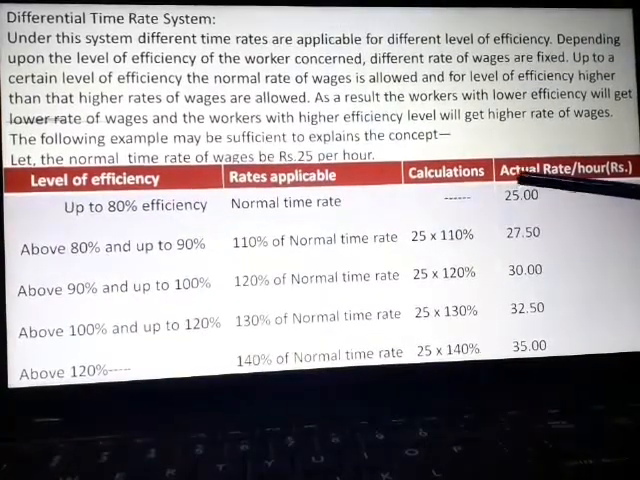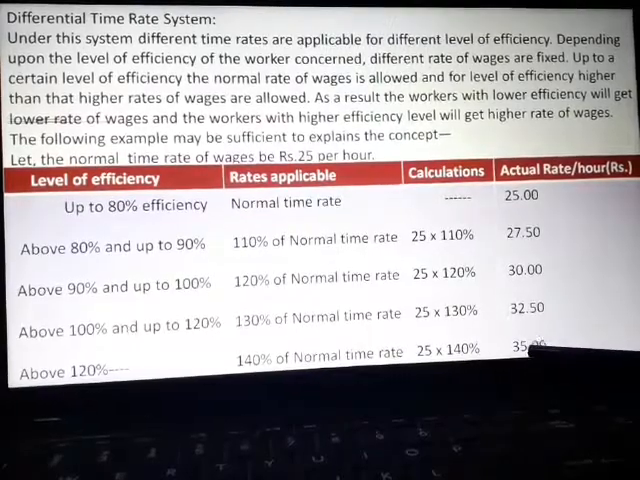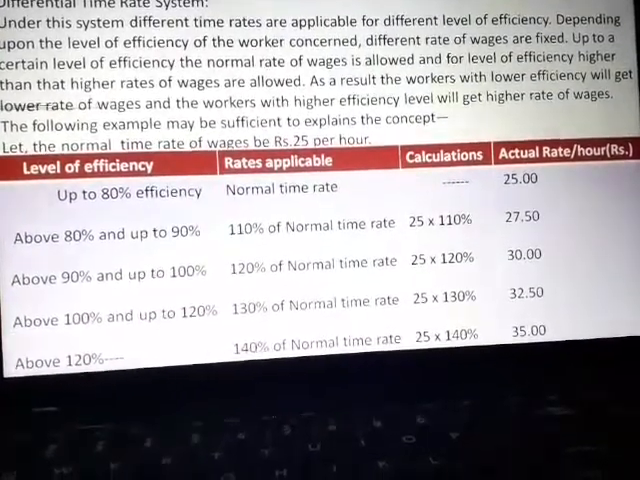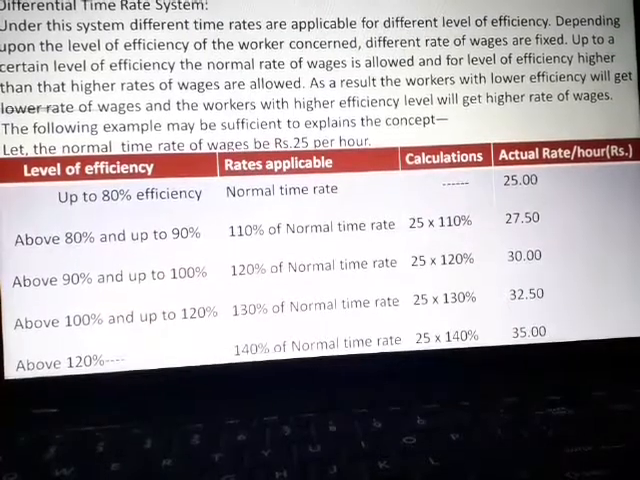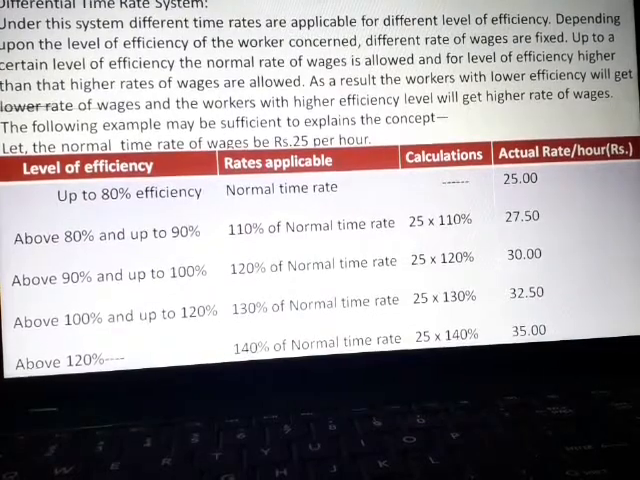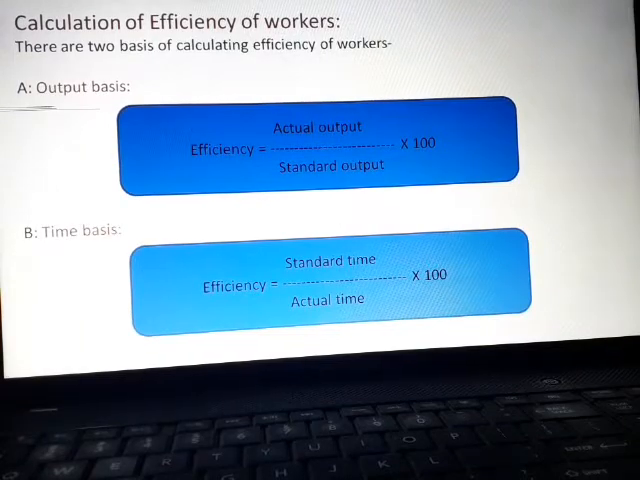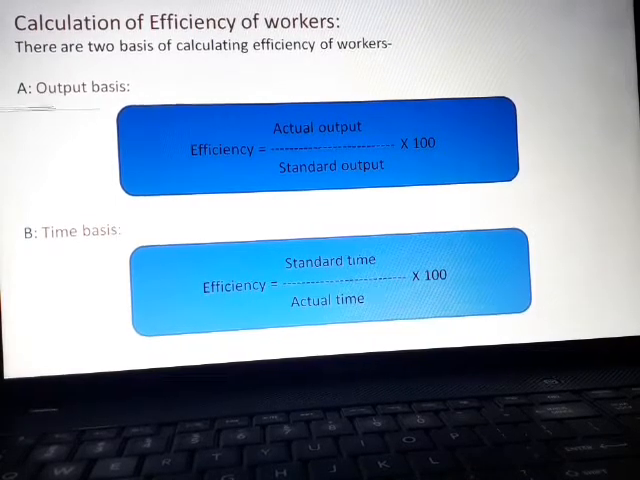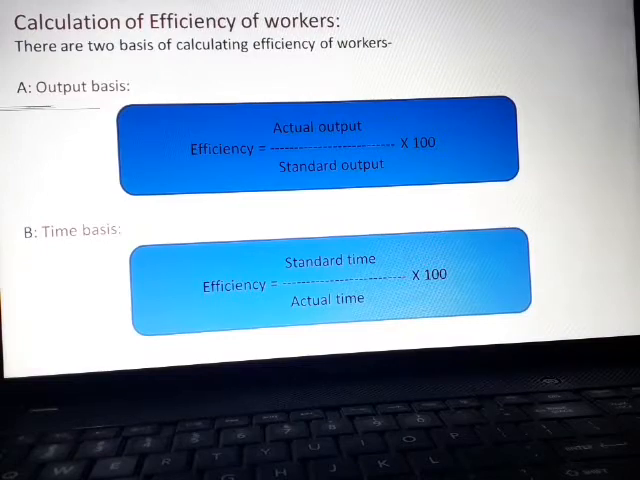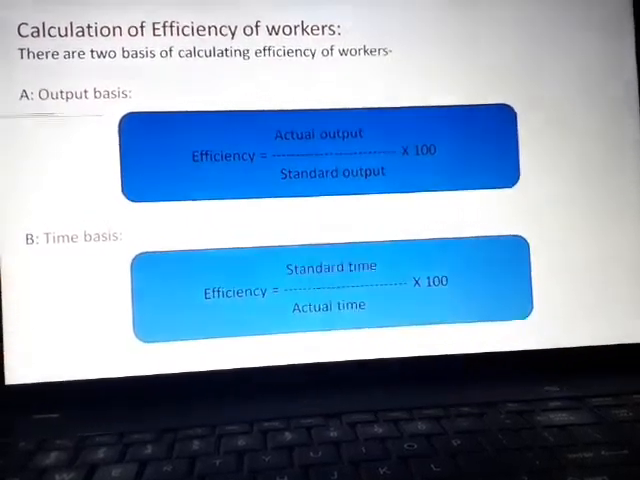So, with the increase in the efficiency, the workers are getting a higher rate of wages. This is called the differential time rate system, that is, depending upon the efficiency of the worker, if the rates are different, then that is called the differential time rate system. Now, we have discussed earlier that the differential time rate is calculated on the basis of efficiency. So, now come to the point: how is the efficiency calculated?